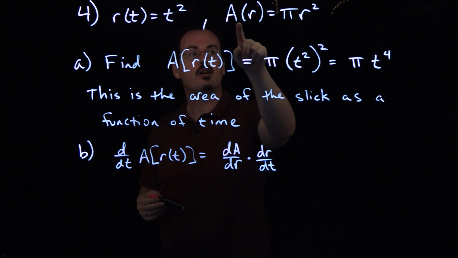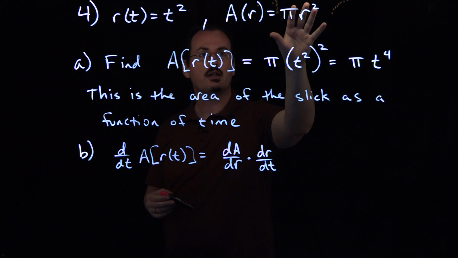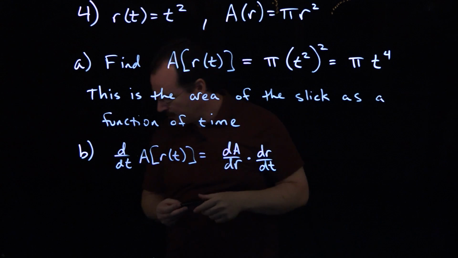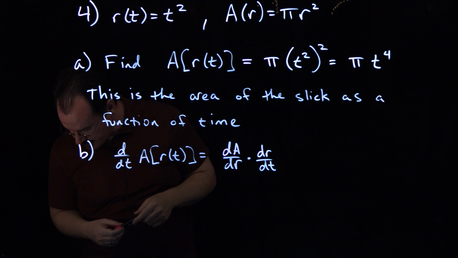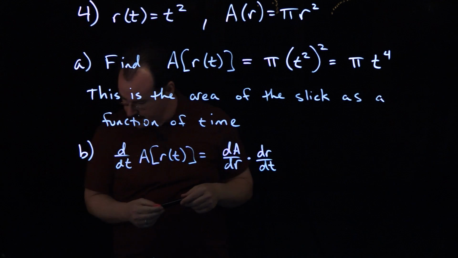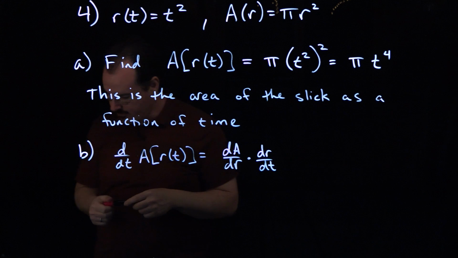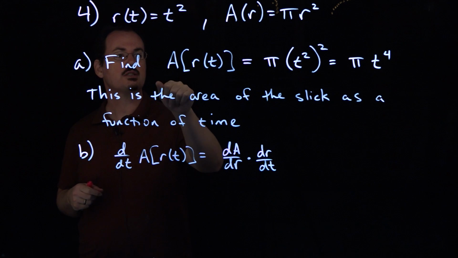It says let A of r equal pi r squared. This is just the area of a circle, as we know. Pi r squared for the area of a circle with radius r. The first thing we want to do is find and interpret A of r of t. This is a composition of the two functions.